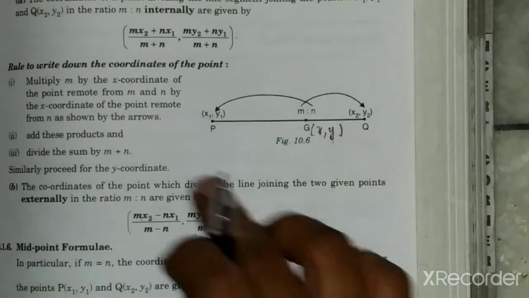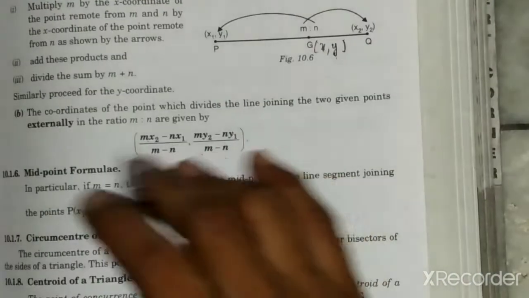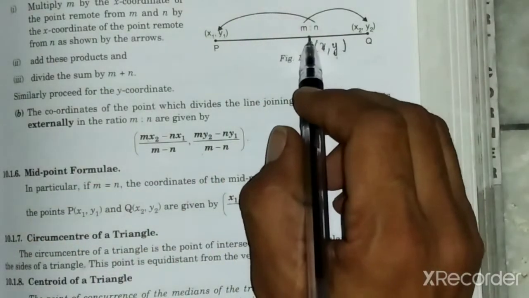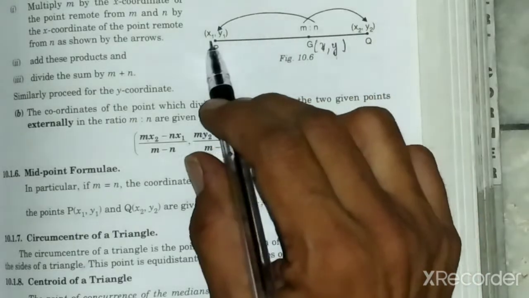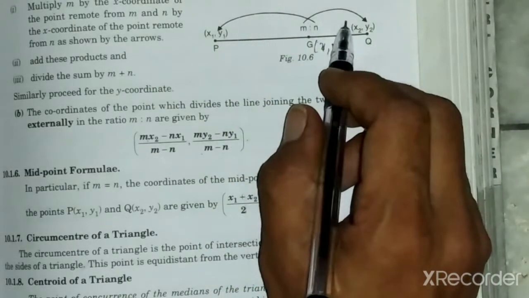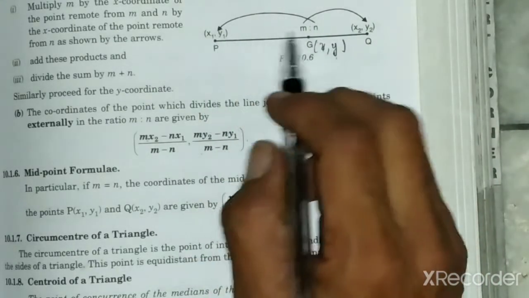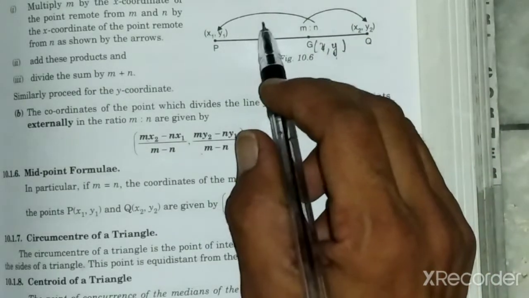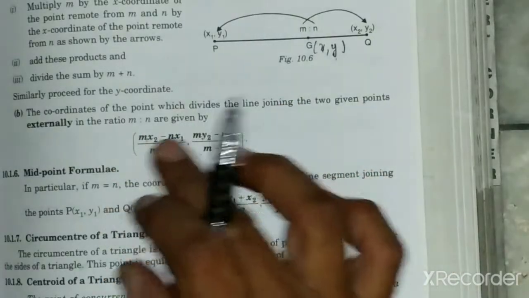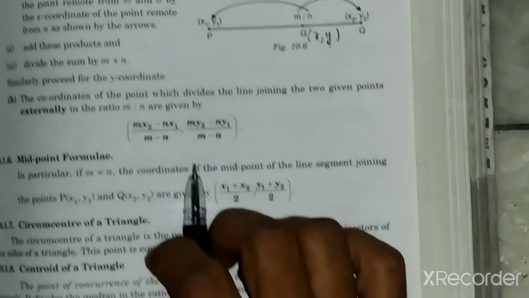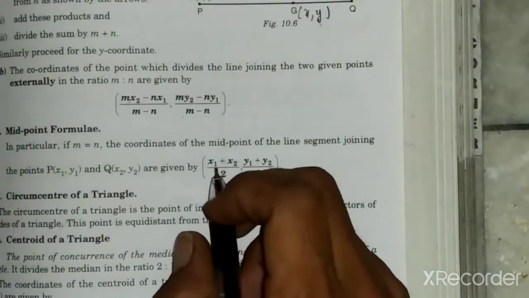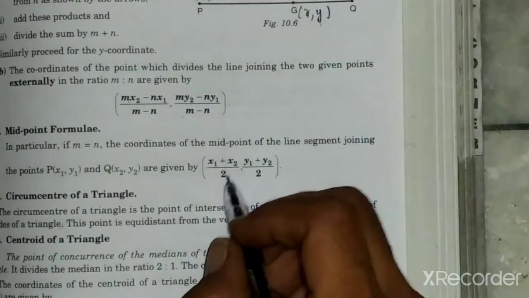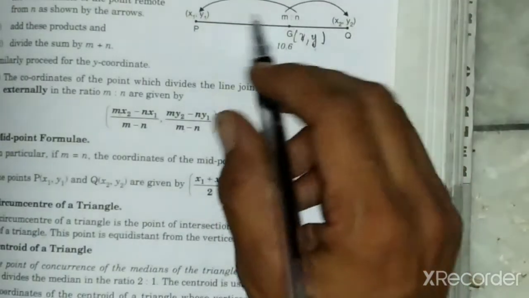Now on the basis of this section formula, we have derived the midpoint formula. In the midpoint formula, this point G is cutting the line PQ in 1:1. That means PG equals GQ, then obviously M will be equal to N. So we'll put here M and N equal. In this way we get the midpoint formula: x coordinate is x1 plus x2 by 2, and y coordinate is y1 plus y2 by 2.